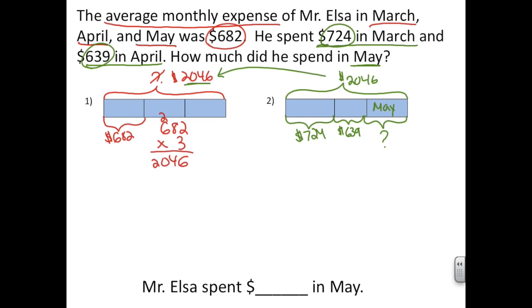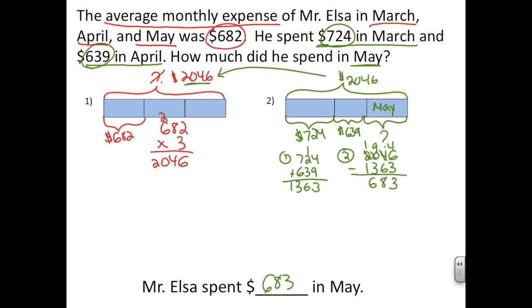And currently it's unknown. So I'm first going to add 724 and 639 in order to find the total of March and April. Now that I have the total of March and April, I can take the whole amount, 2,046, and subtract the months of March and April to find the month of May. Mr. Elsa spent $683 in May.